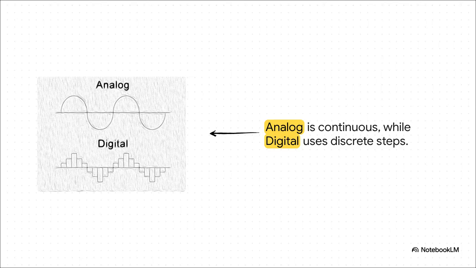But digital data? That's totally different. Instead of a continuous wave, digital represents data in discrete, exact steps using binary code, literally just ones and zeros. Going digital completely eliminates that data degradation problem. It makes information incredibly easy for machines to process perfectly every single time. It's an absolute game changer.